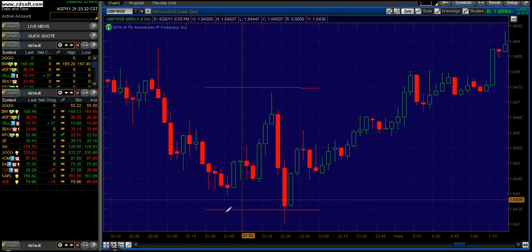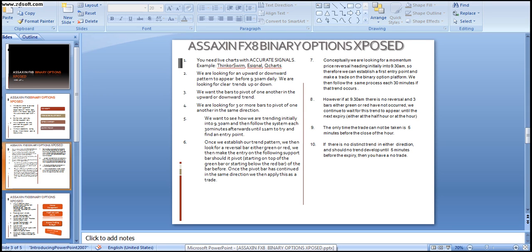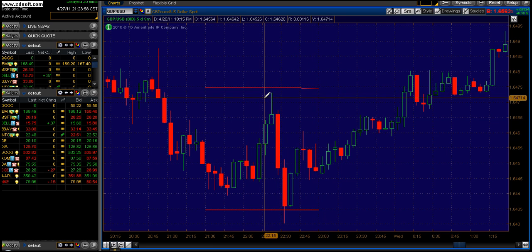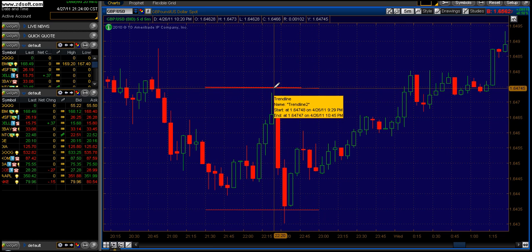So what we're looking for is upward or downward momentum in either direction, initially heading into 9:30. And then we're following the system each 30 minutes afterwards until 11 a.m. to try and find an entry point. So if, for example, from 9:30 until 11 a.m., this has not occurred, we have not seen three or more bars heading up or heading down, we have nothing to do for this particular currency pair. We're not in the business of losing money, so we'd rather make a no trade than make a hypothetical trade or a guess trade.